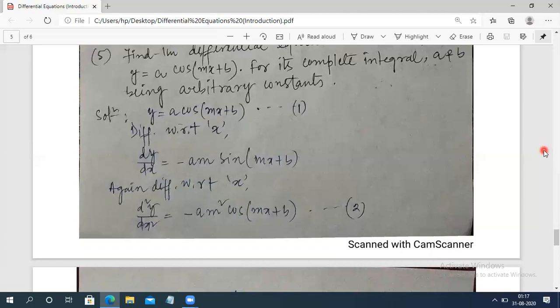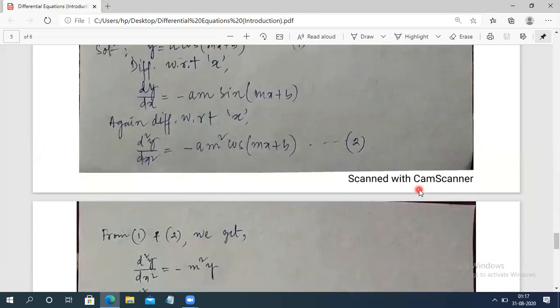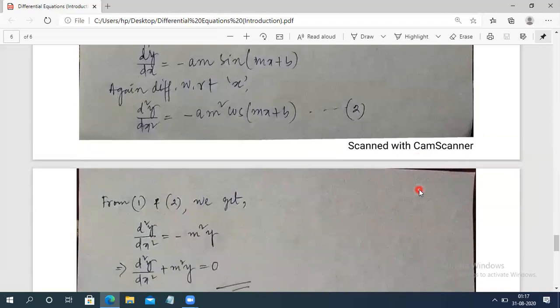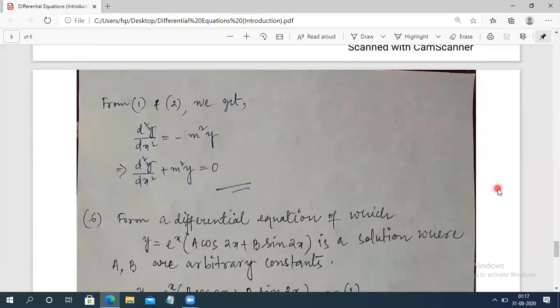Again, you have to differentiate dy/dx with respect to x. You will get d2y/dx square is equal to negative of am square cos(mx plus b). Now equation 1 and 2 are there. From equation 1 and 2 we get d2y/dx square is equal to minus m square y. If we take it to the left hand side, we'll get d2y/dx square plus m square y is equal to 0. So this is the differential equation. There is no arbitrary constant a or b present in this equation. So this is the answer.